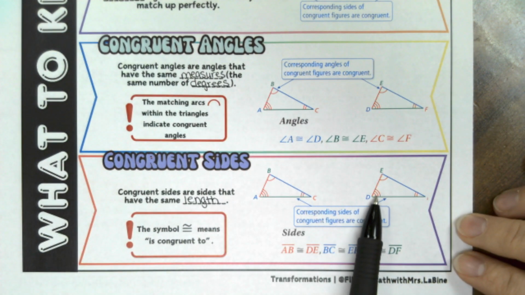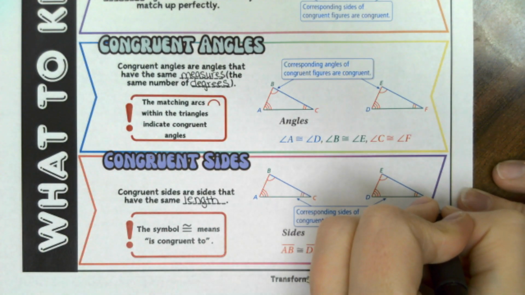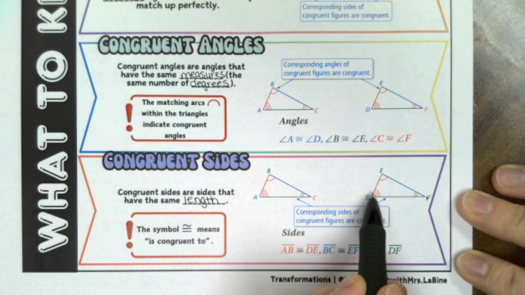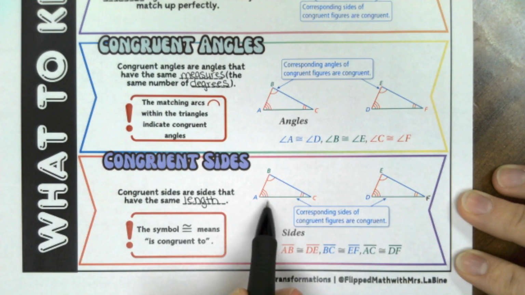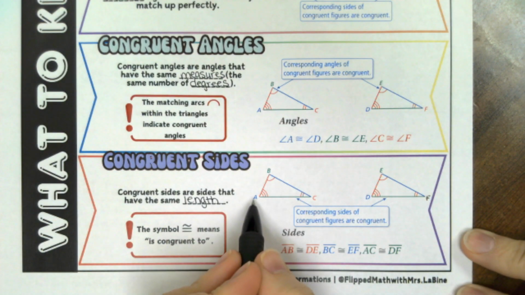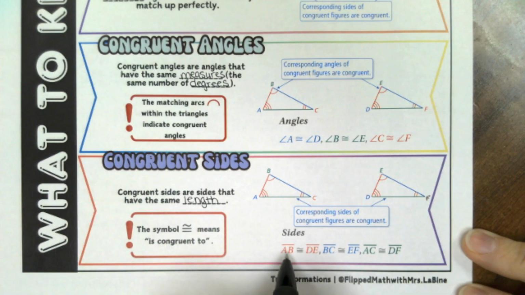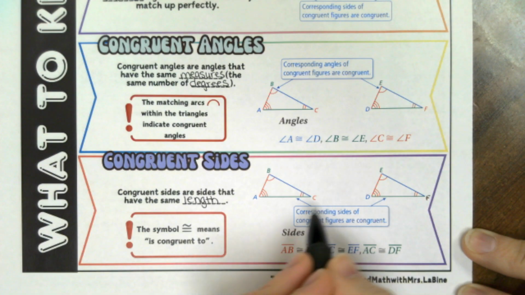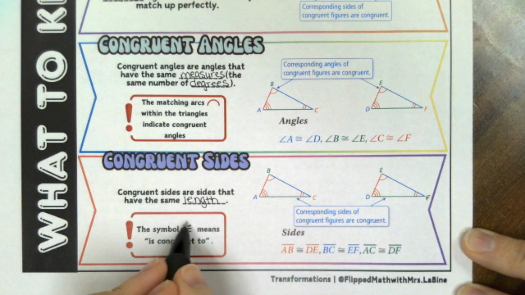So if we know that these 2 angles, looks like I cut that off. If these 2 angles are the same, if A and D are congruent and C and F are congruent, that means that this side is also congruent. And so we would just write like AB. So we'd write AB with a line over it. That's just telling us side AB is congruent to side DE. And side BC is congruent to side EF, and side AC is congruent to DF. And this symbol here is congruent too.